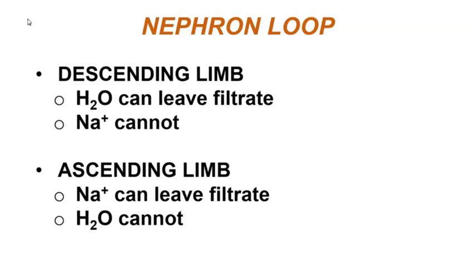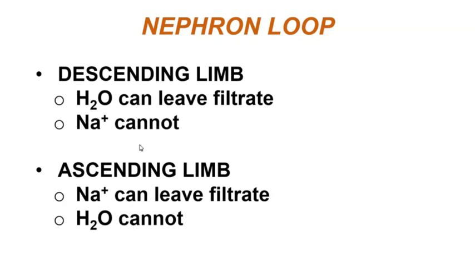So in the descending limb, we see that water can easily leave the filtrate, but sodium is not able to leave the filtrate. So water can leave the filtrate because the descending limb is permeable to water, but it is not permeable to sodium. In the ascending limb, the opposite is true, where we see that sodium can easily leave the filtrate. That is, the ascending limb is permeable to sodium, but it is not permeable to water. So in the ascending limb, water is not allowed to leave the filtrate.